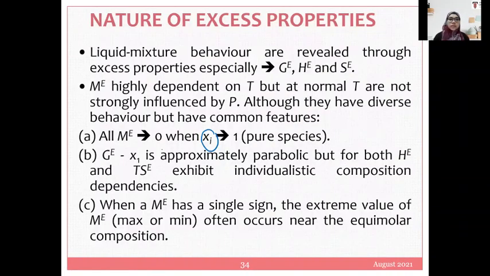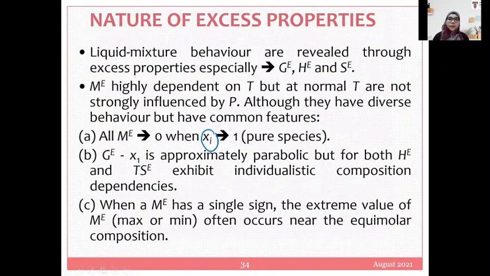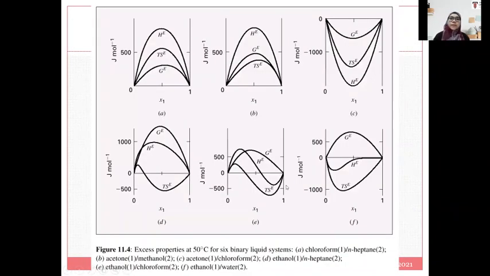So we have this excess Gibbs energy, which basically is parabolic. But for both H and TS, because G equals H minus TS, we consider the enthalpy and TS as having individualistic composition dependency. When the excess property has a single sign, the extreme value, whether maximum or minimum, often occurs near the equimolar composition. So actually it always occurs at equimolar.